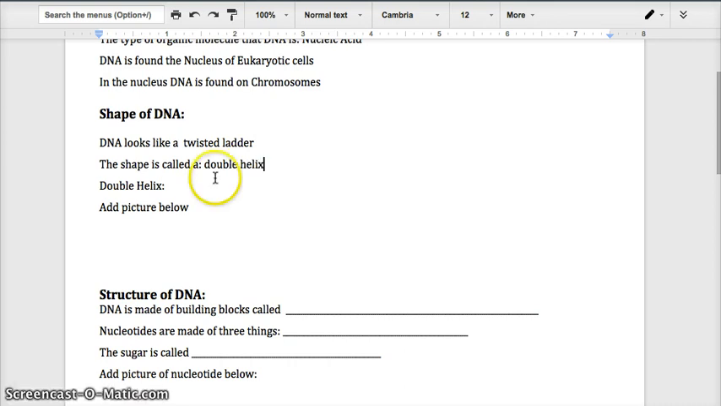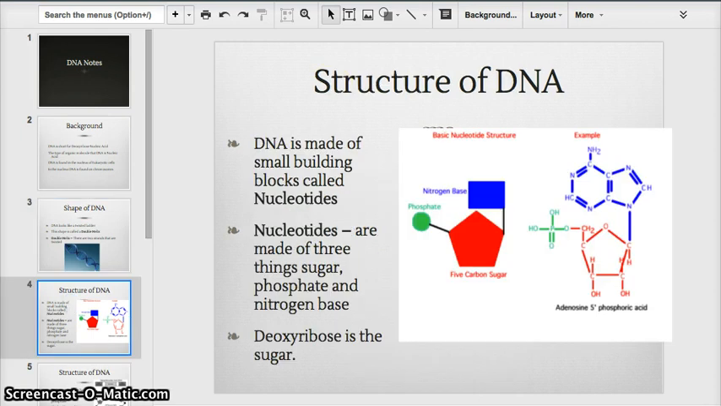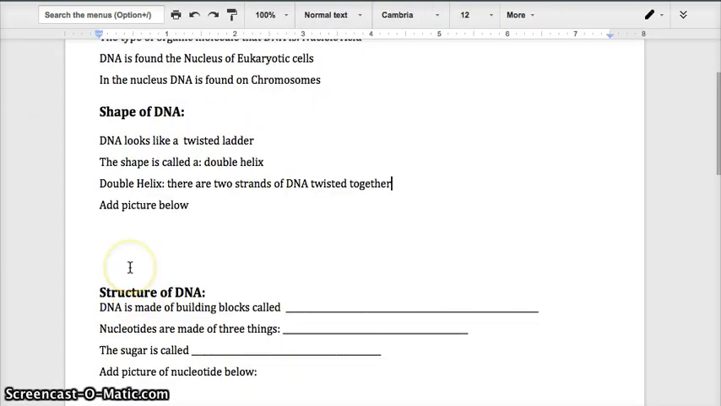The reason it's called a double helix is because there are two strands of DNA twisted together. Here we have one strand going like this, and we have the other strand going like this. So what I want you to do is add a picture here.